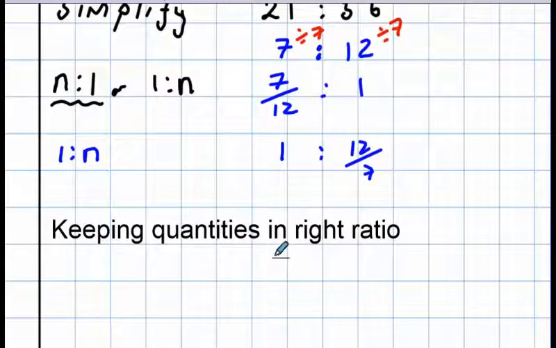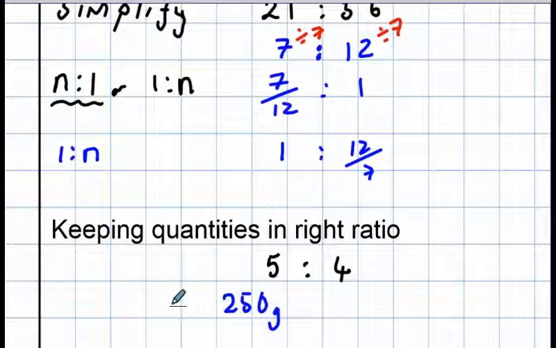Say I want to keep things in the ratio, here we go, 5 to 4. And I'm given, they'll give you some units, say I'm given 250 grams of the first thing. How many grams of the second thing do I need? Well, the way to do this is to think of multipliers. What do you multiply 5 by to turn it into 250?